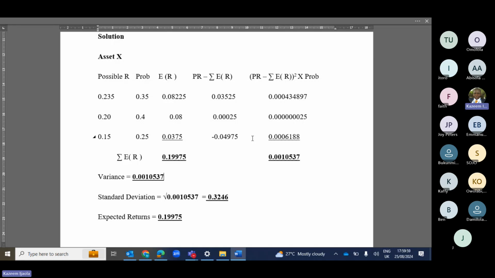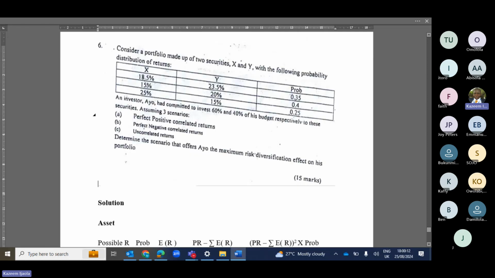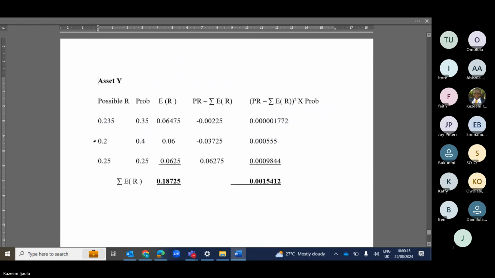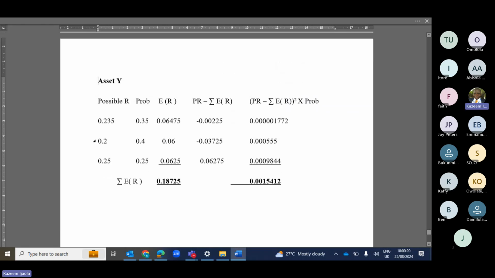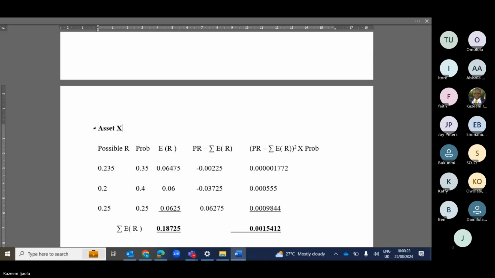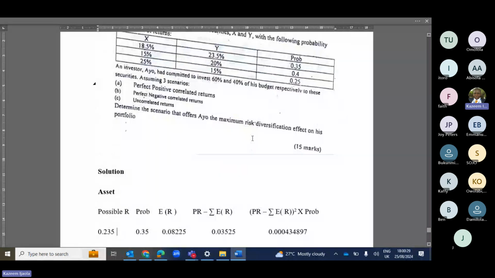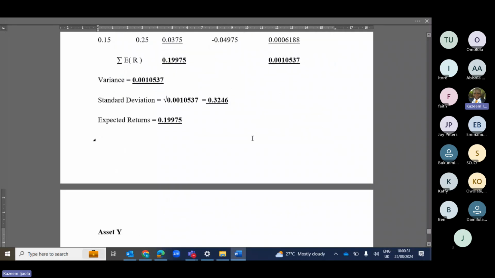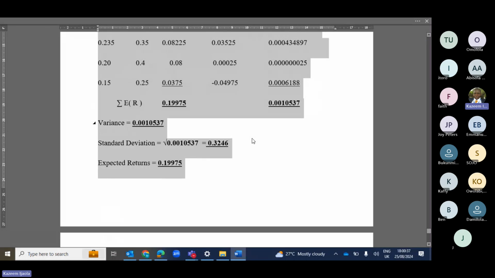For asset, this is asset X, this is Y. Guys, do you know what I did? I made a mistake. I was typing on asset X instead of Y. Okay, I think this is what we did for asset X, right? Let's see how we can salvage this. I've made a blunder actually. I was typing on the other one instead. This one here is asset Y.